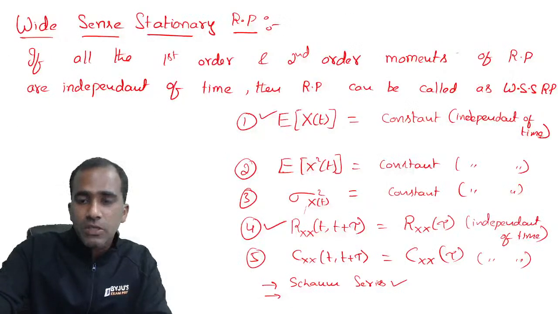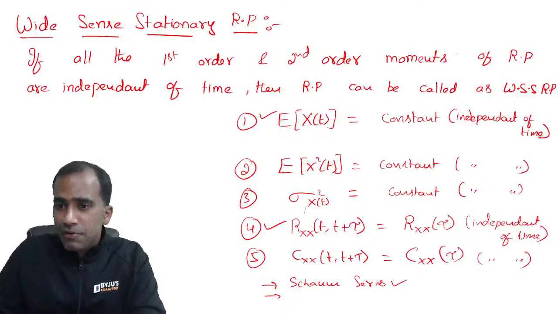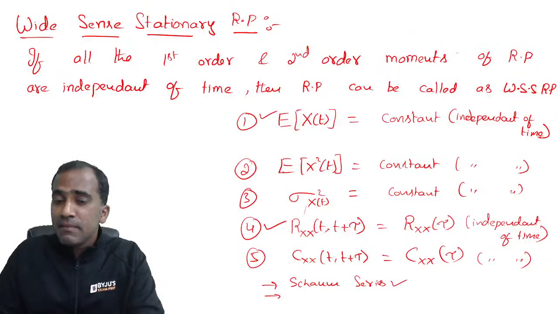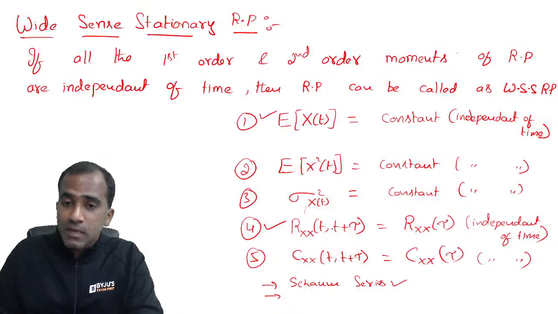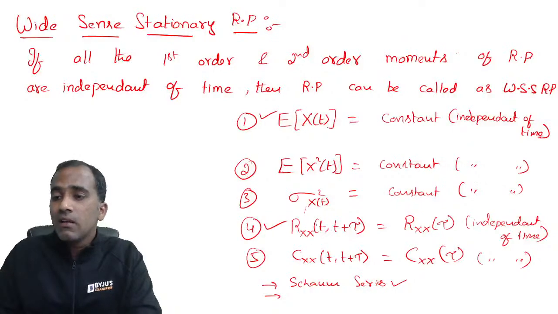Fine, I hope you have understood what is the meaning of independent of time. The time t should vanish. Basically, t may vanish or may not vanish for a random process. But if it is a WSS random process, t definitely will vanish.